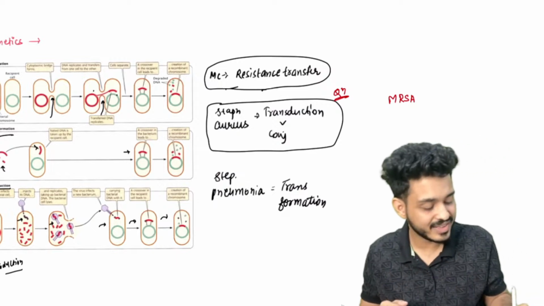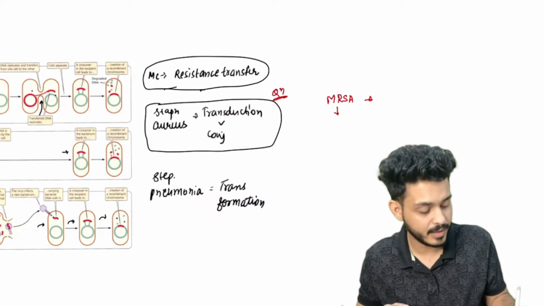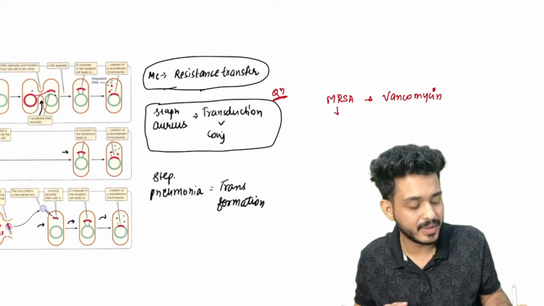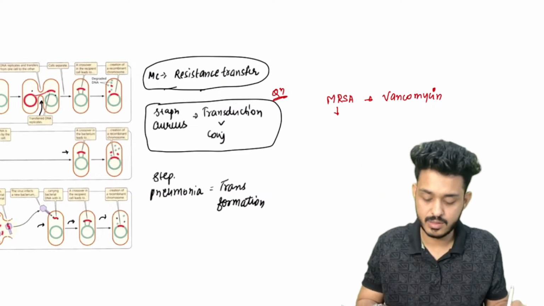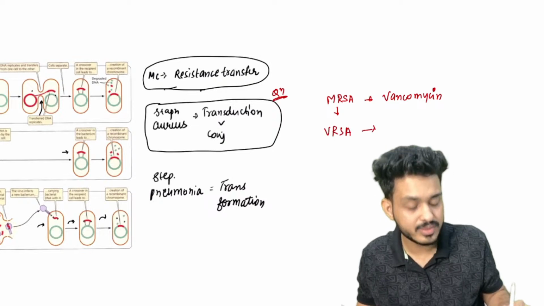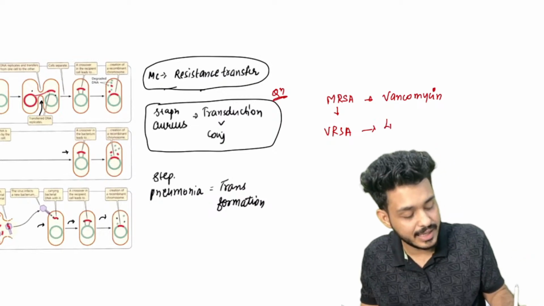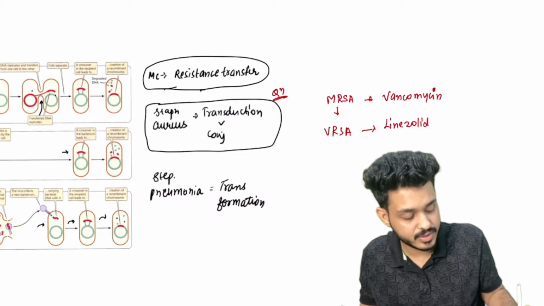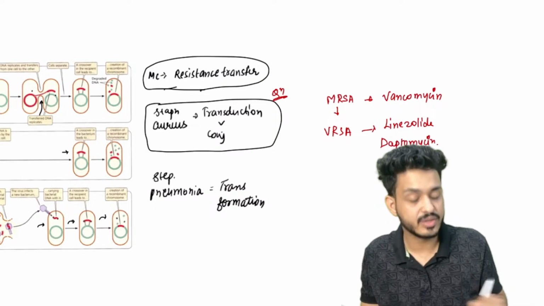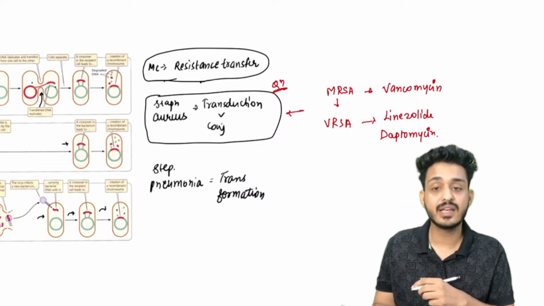After that, what is the drug of choice for MRSA? Tell me guys. We are using vancomycin, right? But the bacteria has converted itself into VRSA, that is vancomycin resistant Staph aureus. So we are giving linezolid, or we are also giving daptomycin. So this is what is happening. This Staph aureus is a nasty bacteria.